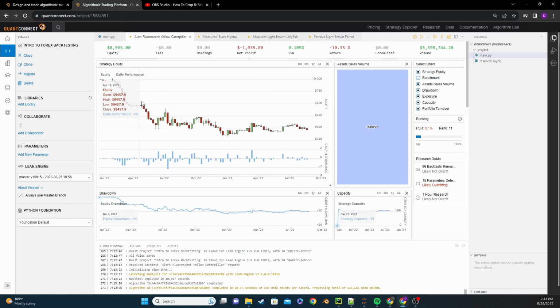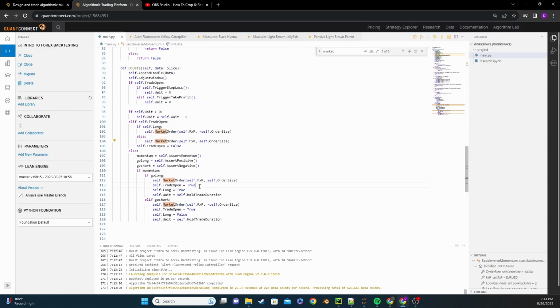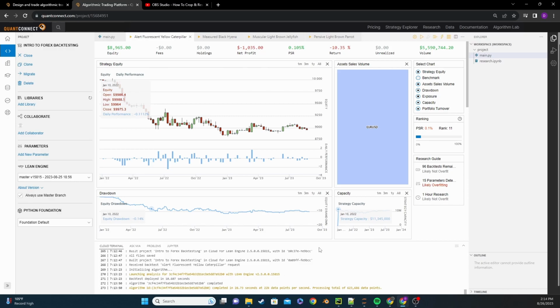Okay, so we have the results. The results are in. So we can see that this basic momentum inverse strategy, and actually I think I messed it up. We technically did a non-inverse, right? Because whenever I said, we should have said go short when we assert positive. So this is actually technically a momentum strategy. So we did the inverse of what I said we were going to do, but we'll fix that in just a second.